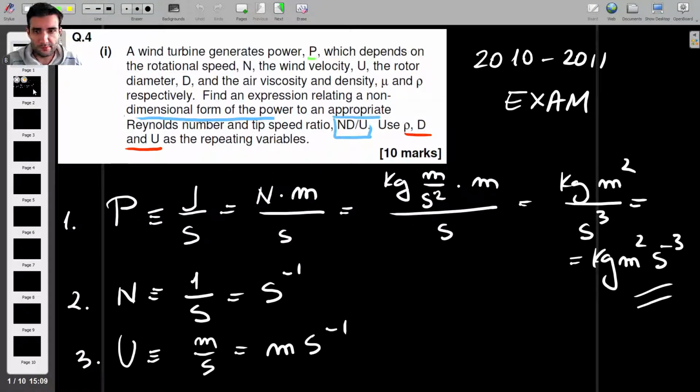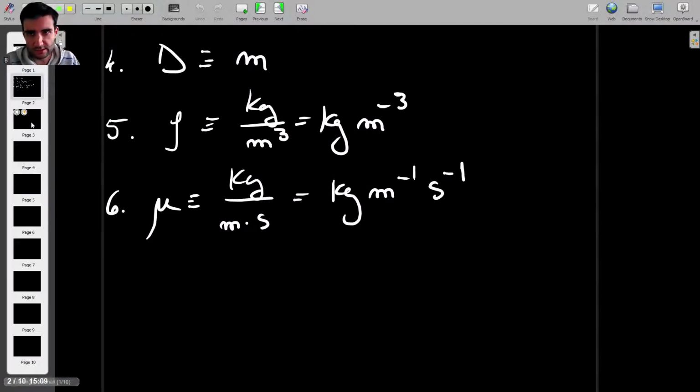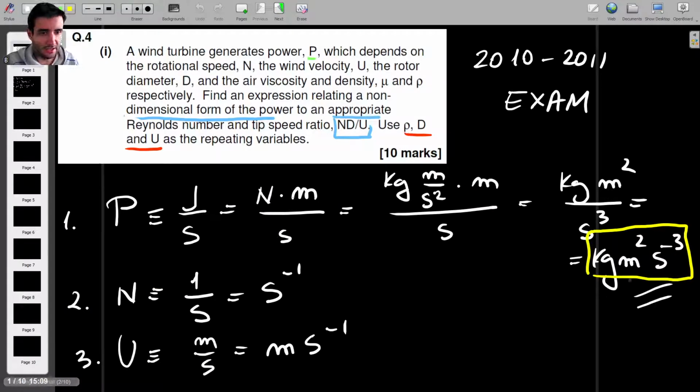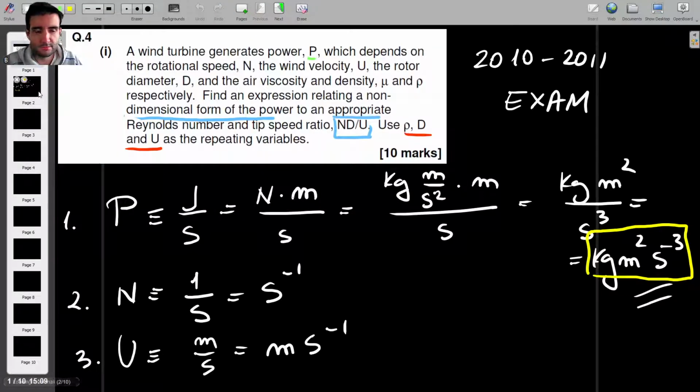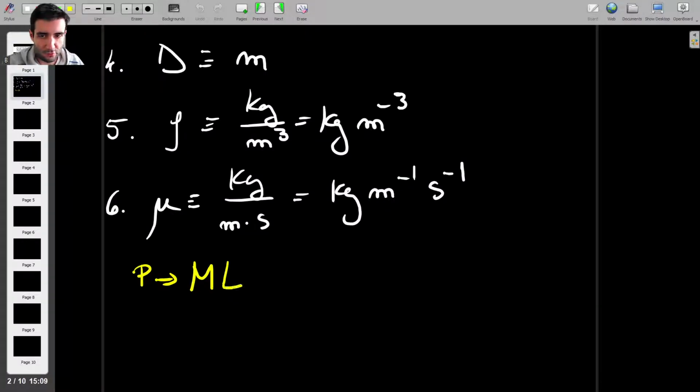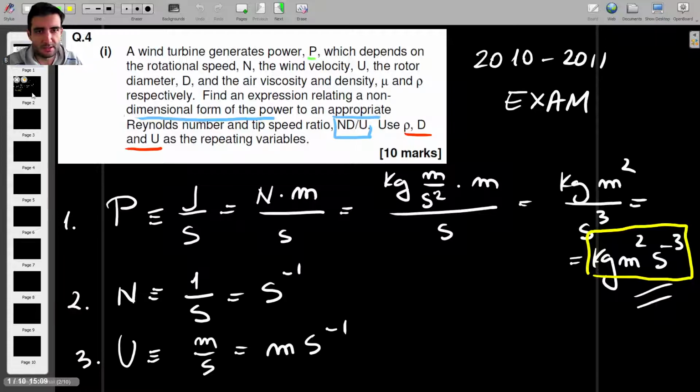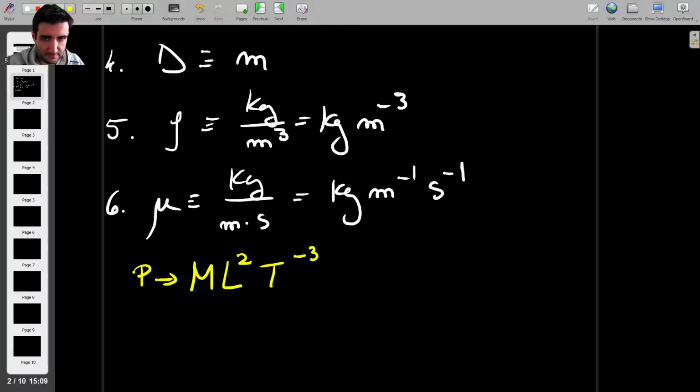Okay, so we have all the variables. Now, what we can also do is write this without using the SI units, and instead do it like this. So power, let's actually write it here. Power is measured in, we said, kg m squared s to the minus 3. Instead of kilogram, I'm going to write M for mass, L squared, where L is length, and T to the minus 3 for time. So we're going to use those instead of the actual units.